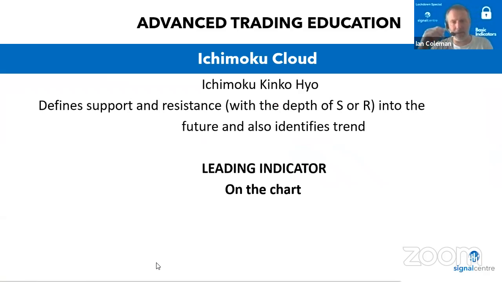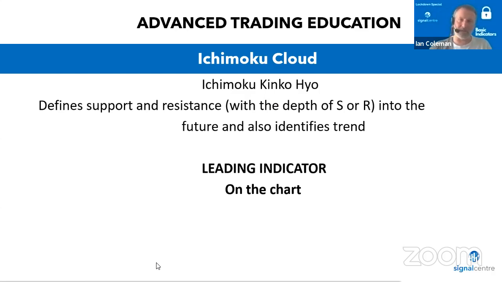Then the next one that I want to discuss is the Ichimoku cloud. The Ichimoku cloud, also known as Ichimoku Kinko Hyo, defines support and resistance, and the reason that I like it as well is that it is usually a leading indicator, in that it doesn't just highlight support and resistance, it highlights support and resistance into the future. It also highlights the depth of that support and resistance. We'll talk about the depth when we get onto the actual chart.